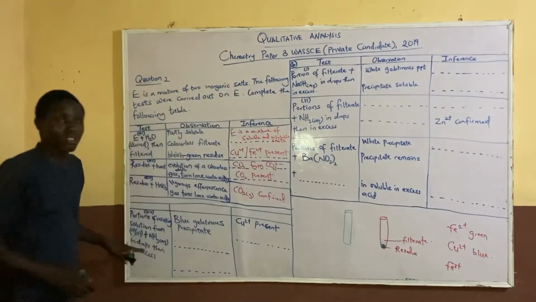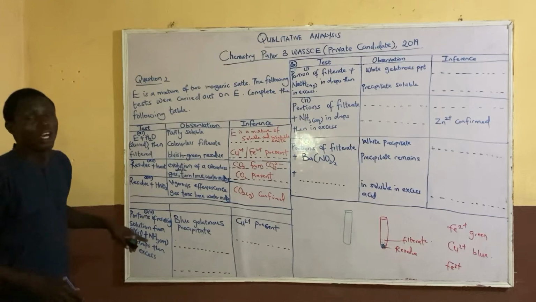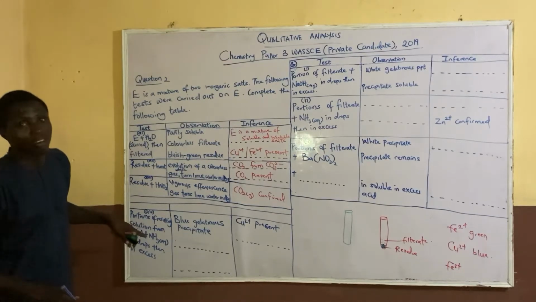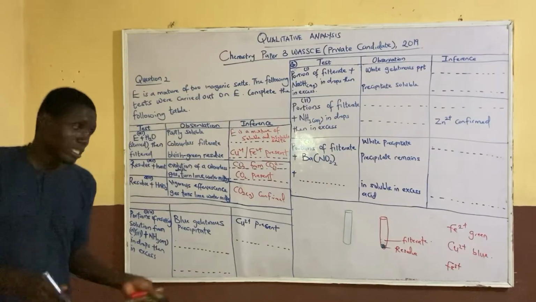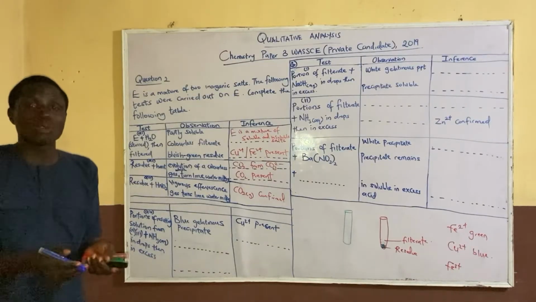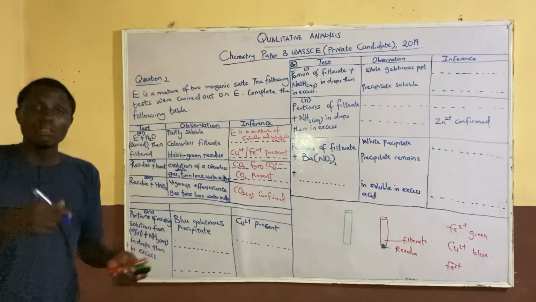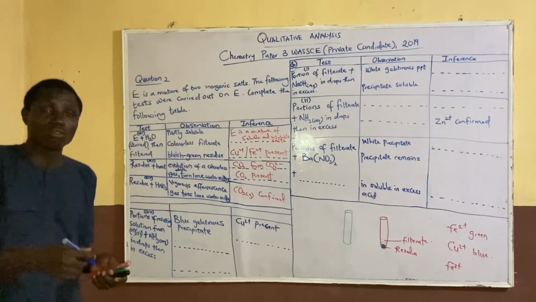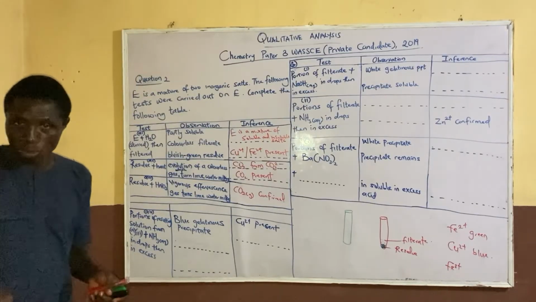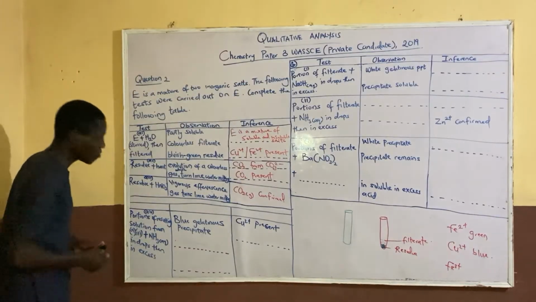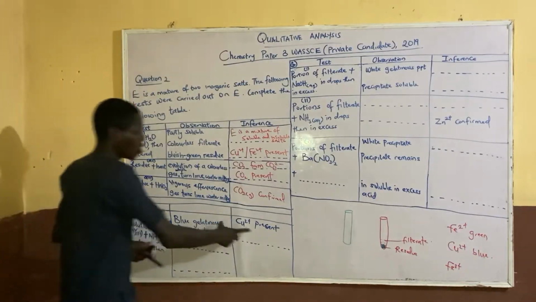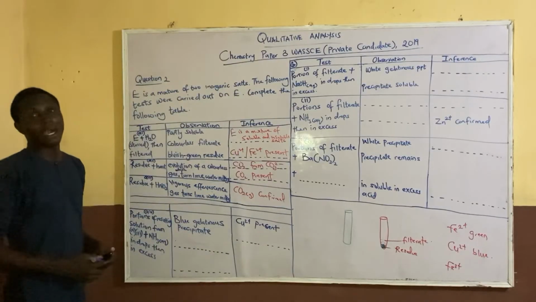So what I'm trying to say is that when you add aqueous ammonia to the solution obtained from above, it will form a blue precipitate, and then when you add excess aqueous ammonia to it, the blue precipitate dissolves to form a deep blue solution. So we are going to have a deep blue solution, and this is a confirmatory test of copper ion.